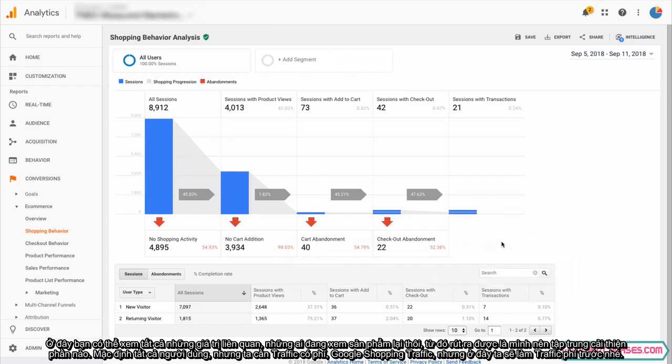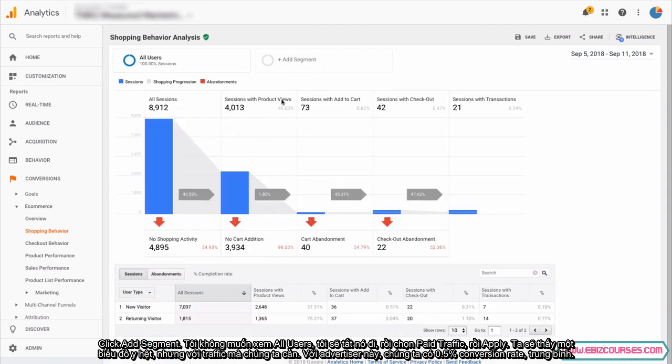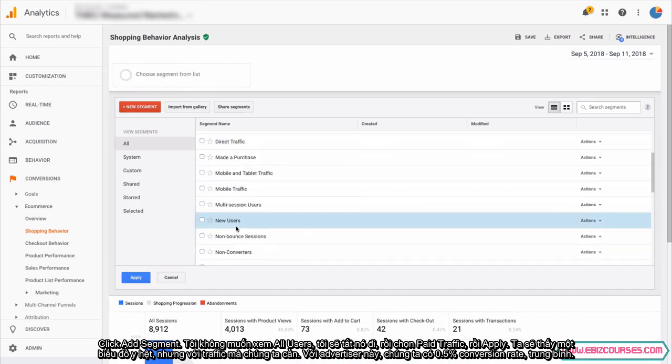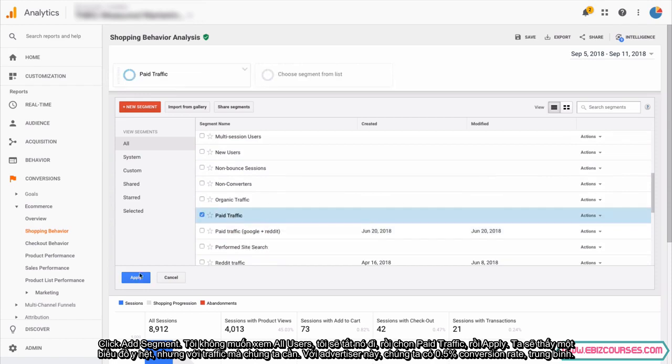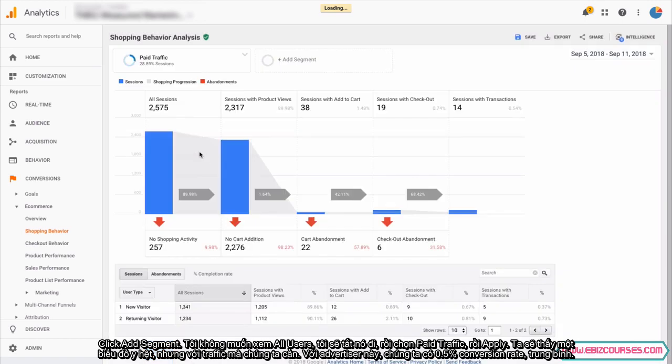By default, this is for all users, but we're interested in the paid traffic, even in Google Shopping traffic, but for this client, I'm just going to do the paid traffic. So if you click here, you'll go to the segment report. I'm going to turn that one off, and I'm going to choose paid traffic. Hit apply, and we can see the same pattern for all of the traffic.